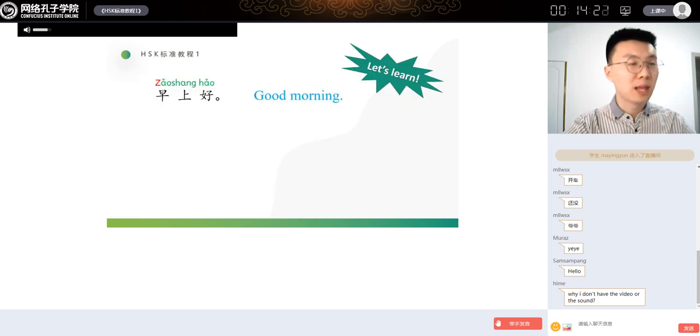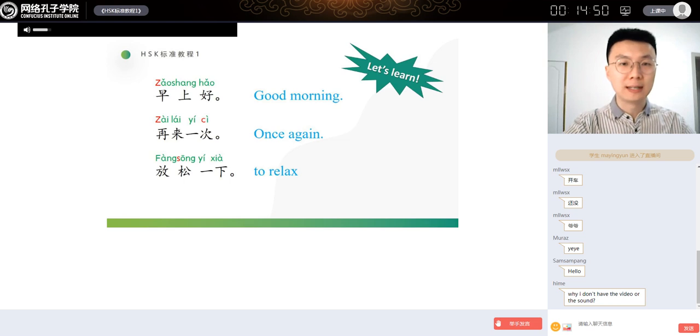Let's look at this one. 早上好, 早上好. Here, 早 is headed by 滋. 早上好 means good morning. This one 再来一次 means once again. 再来一次. This one 放松一下, 松 is headed by 思. 放松一下 means to relax.